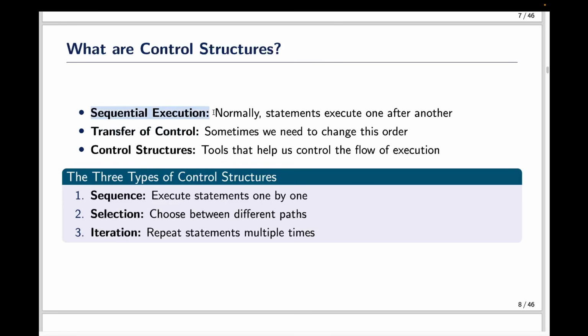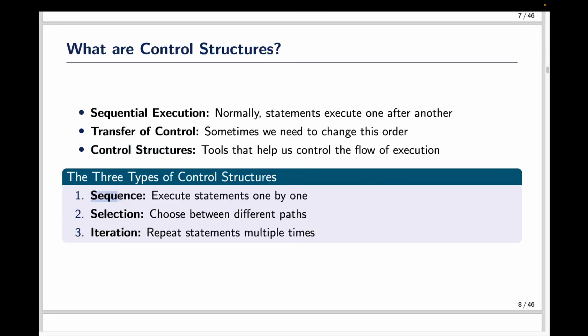So a sequential execution is the normal execution without any if else statements or any conditional statements. Then there is this transfer of control, and control structures are tools that help us control the flow. That is actually the if else statements or the while statement, which will come later in this chapter. So there are three types of control structures.